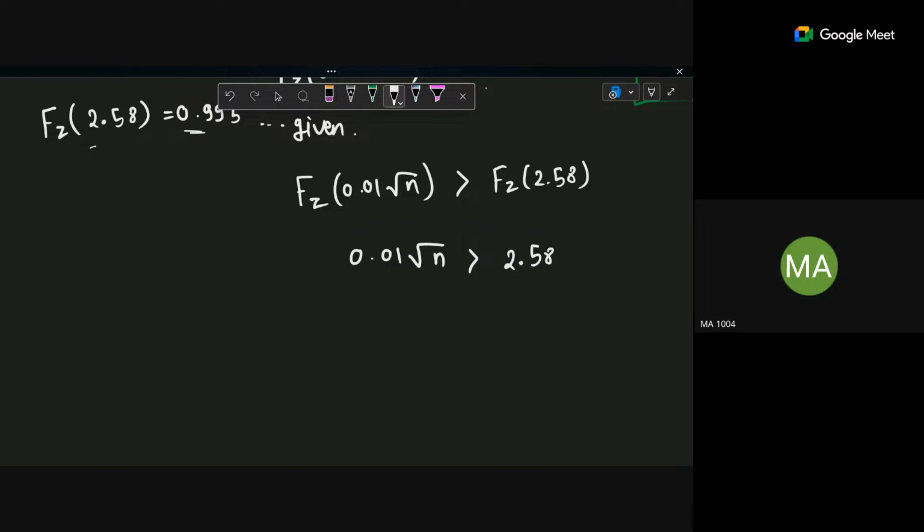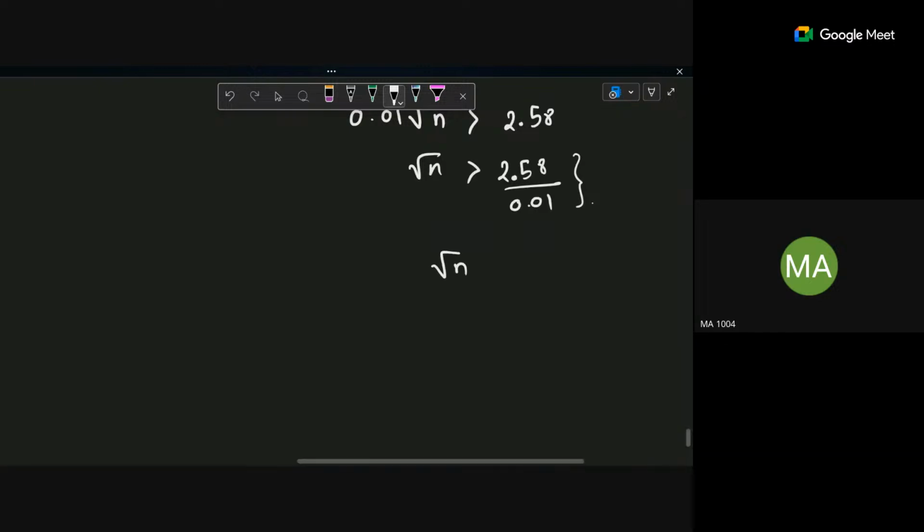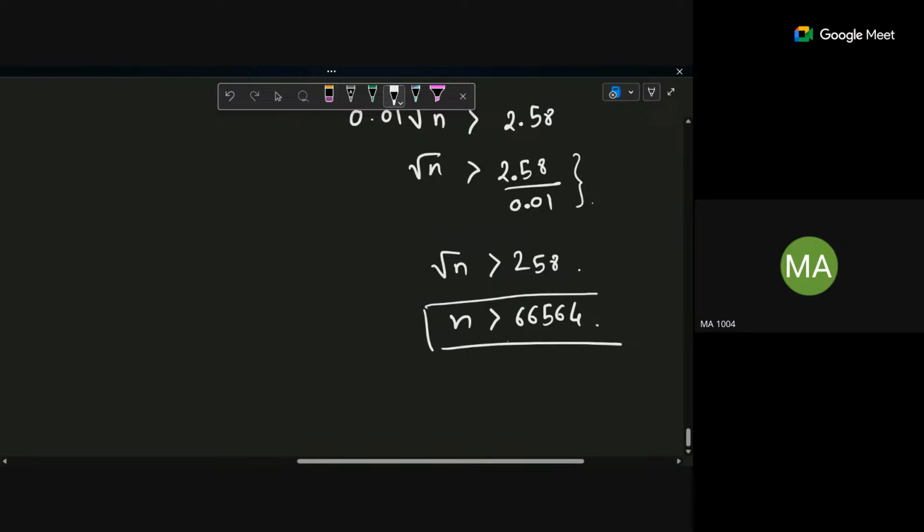So square root n is greater than 2.58 upon 0.01. What will you get here? 2.58 divided by 0.01, it's 258. Just square it. That's it. N is greater than 258 squared, and that is 66564. So this N we got from the CLT.